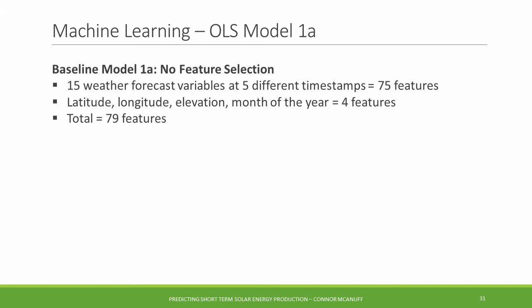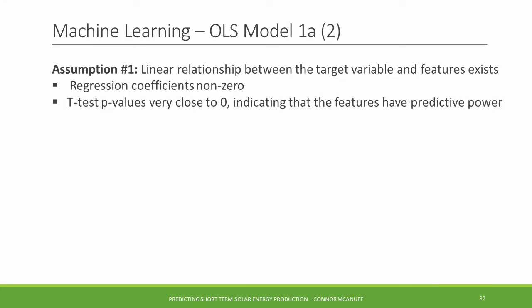The 15 weather forecast variables at 5 timestamps for each day make up 75 features. Latitude, longitude, elevation, and month of the year have also been implemented as another 4 features for a total of 79 features. Let's test our assumptions of a linear regression model. Regression coefficients are non-zero, and the t-test p-values are very close to 0, indicating that the features do have predictive power, and it's very likely not by chance.